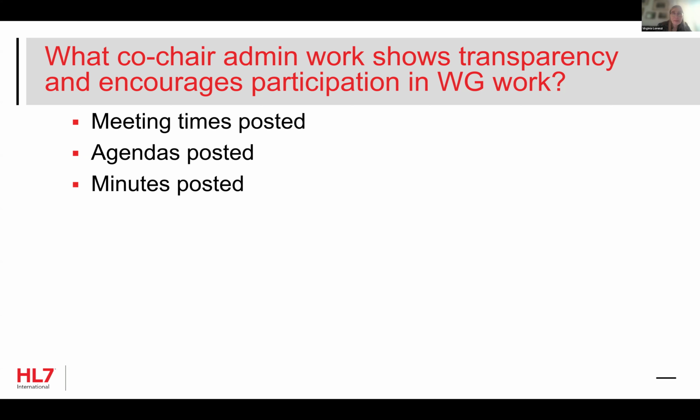Minutes posted, and they need to be approved. There we go, minutes and agenda approved. So when you start a call and you have an agenda, you should ask people, is this agenda okay? Maybe somebody new is joining and they came because they have a specific agenda item. So we need to remember to do that.